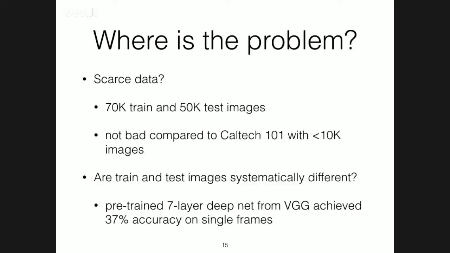So are the train and test images systematically different? Maybe some bias in the images, but I showed that the pre-trained 7-layer deep network does 37% on single frames. That's test accuracy? Yes, on the test accuracy. So it means that it could be learned at least to that point.